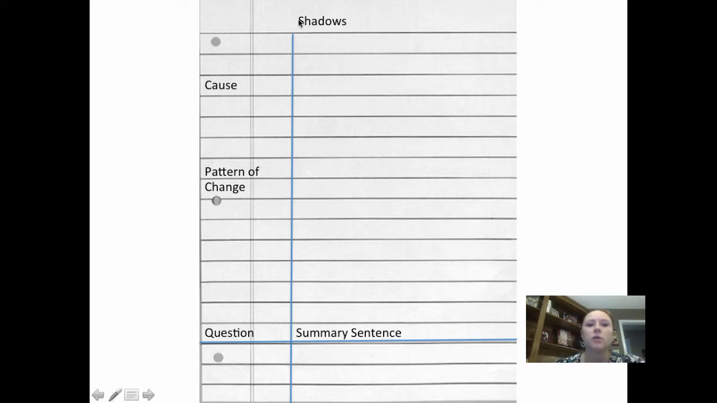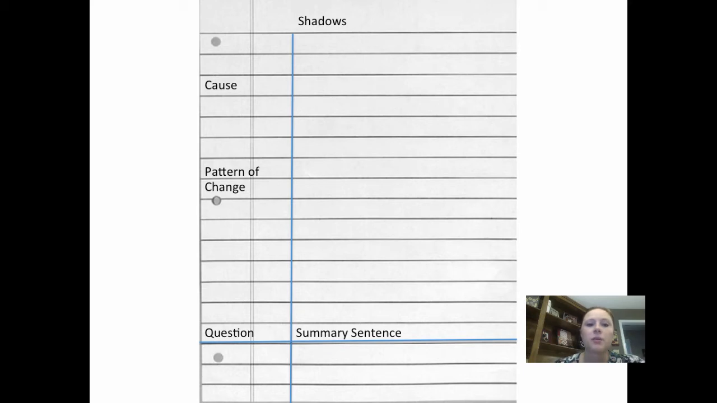you're going to write shadows for the title, and then we're going to talk about what causes shadows. We're going to talk about why your shadow changes. And what we're talking about there is outside. Like when you are outside, if you notice, at different times during the day, your shadow looks different. So we're going to talk about why that happens. And then you will write a question that you will have for me or for Ms. Kaiser at the end. And then you will write a summary sentence. Then we'll talk about how that works towards the end of this lesson.